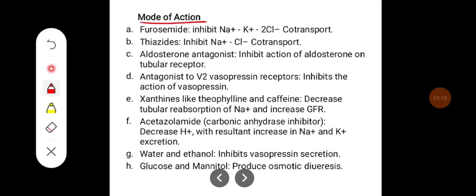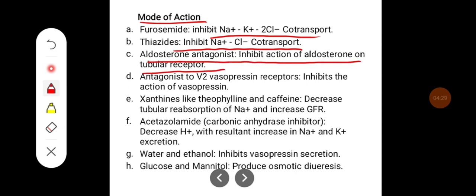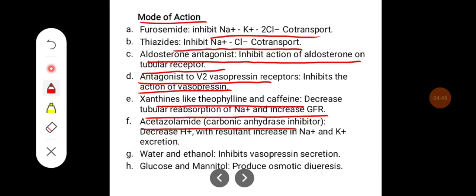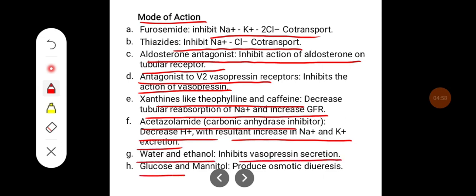As for their mode of action, furosemide mainly inhibits the sodium potassium 2 chloride transport. Thiazides inhibit sodium chloride transport, whereas aldosterone antagonists inhibit the action of aldosterone on tubular receptors, and antagonists to the V2 receptor inhibit the action of vasopressin. Xanthines like theophylline and caffeine decrease the tubular reabsorption of sodium and increase GFR, and drugs like acetazolamide, which are carbonic anhydrase inhibitors, decrease H plus ions with the resultant increase in sodium and potassium excretion. Water and ethanol inhibit vasopressin secretion, and glucose and mannitol produce osmotic diuresis.